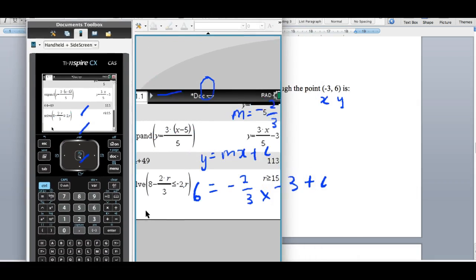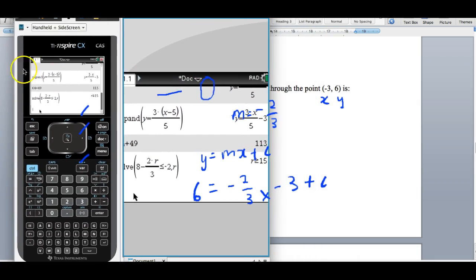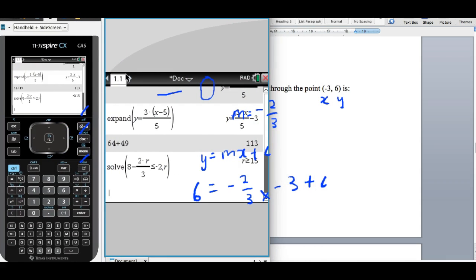Oh, why don't I just move that over here? It's a bit easier. You wish you had a huge screen. I know I can make everything smaller.